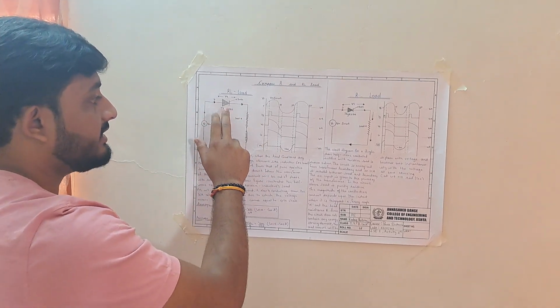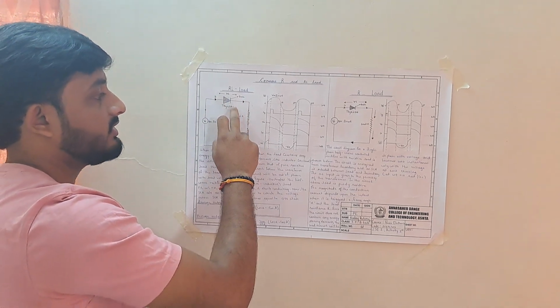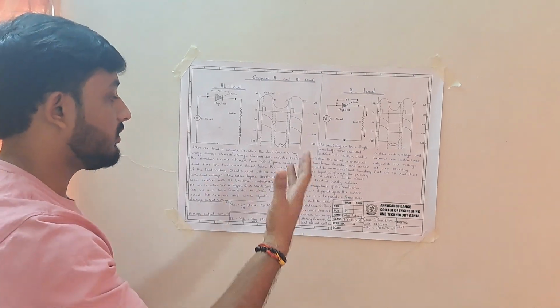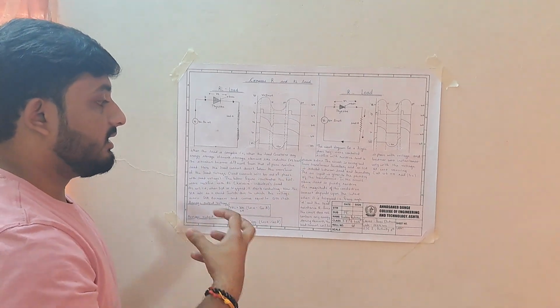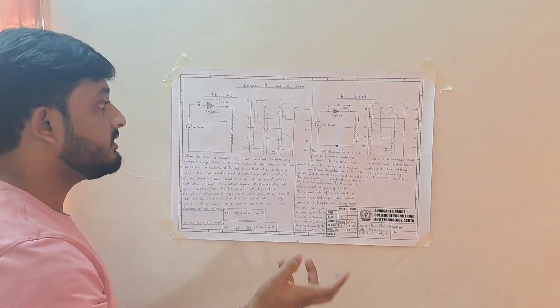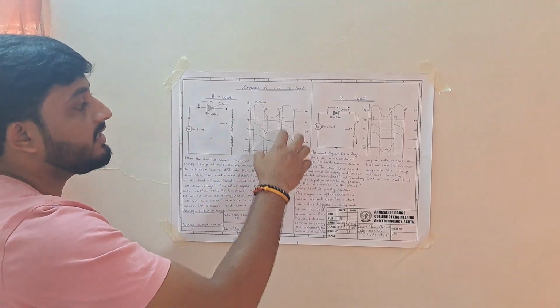When a trigger supply is given, the SCR will be on. The load is complex. When the load contains a storage element like an inductor, as in the RL load, the situation becomes different. So the inductive load is there. We can see here the waveform.